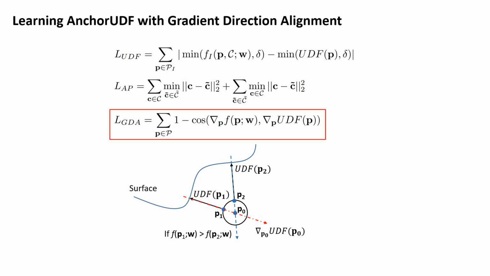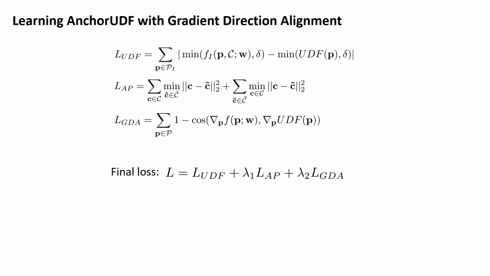Therefore, during training we explicitly constrain the spatial gradient of Anchor UDF to align its direction with the true gradient direction like this. Here the ground truth direction can be computed according to the point closest to P on the surface. Finally, the overall objective function is like this. Here lambda1 and lambda2 are loss weights.